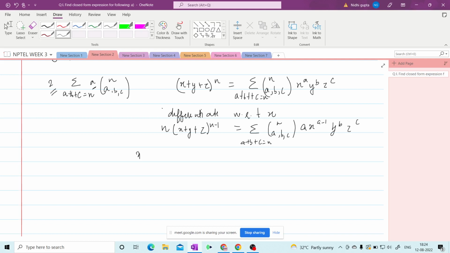And as previously, if we put x equal to y equal to z equal to 1, we see the LHS becomes n times 3 raised to the power n minus 1, and the RHS is the form that we required, which is the sum over a plus b plus c equal to n of a times n choose a, b, c. So we have found the closed form expression for this also.